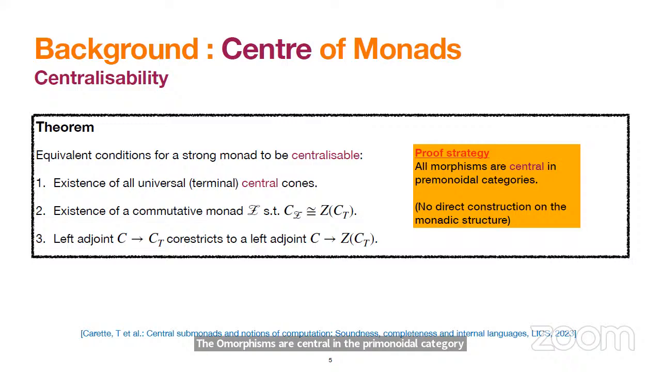But they didn't give a direct construction of the monadic structure. But I mean, this is a good theorem because it's a universal property. And from this, if they satisfy any one of the conditions, we can say that a strong monad is centralizable. And from centralizability, they induce the center of the monad.